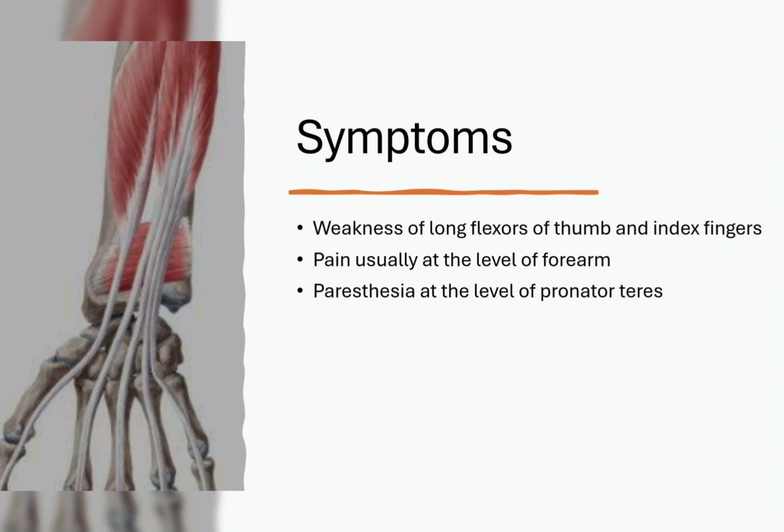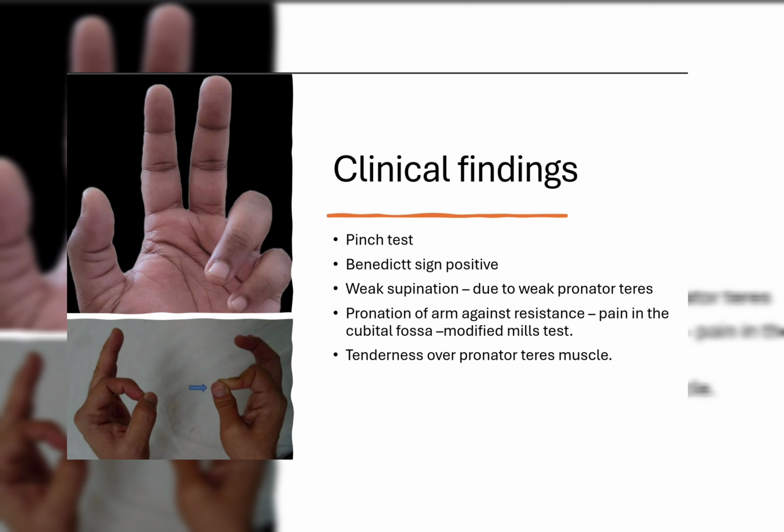Since the anterior interosseous nerve is primarily a motor branch, sensory symptoms such as tingling and numbness are less commonly observed. Instead, patients typically experience motor deficits such as weakness or atrophy in the muscles it innervates. Clinical findings include the pinch test, Benedict test, modified Mills test, and weak supination.